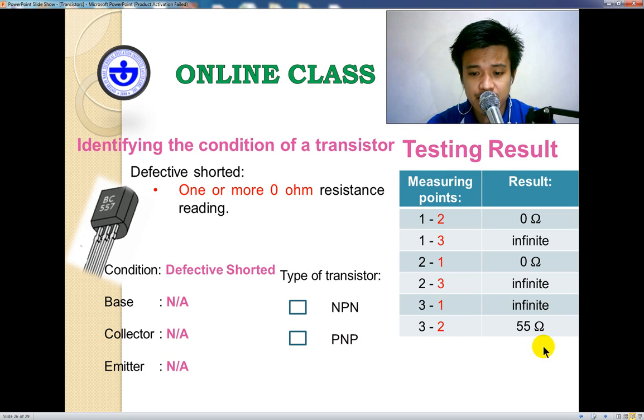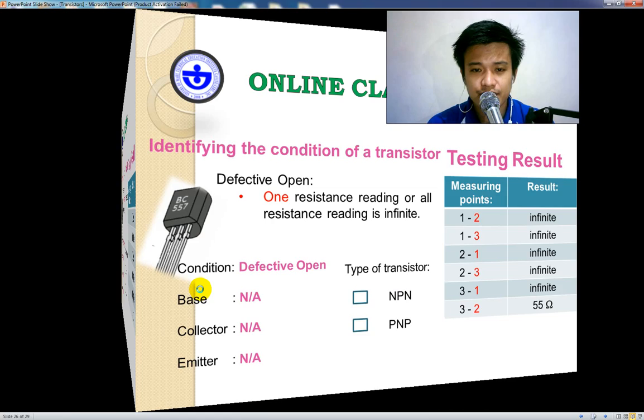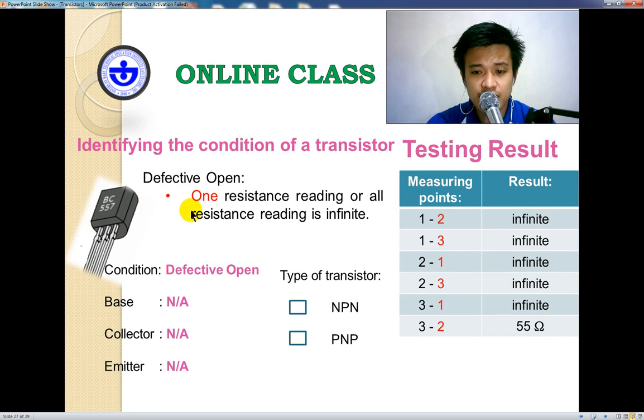So again, based on this data that we have in here, the condition of this transistor must be defective, under shorted, and we cannot identify what type of transistor. At the same time, we cannot identify which leg is the base, collector and emitter by testing alone. Okay, I hope that is clear. Next, we have here, this is our example of the defective open. So when one resistance reading or all are infinite.